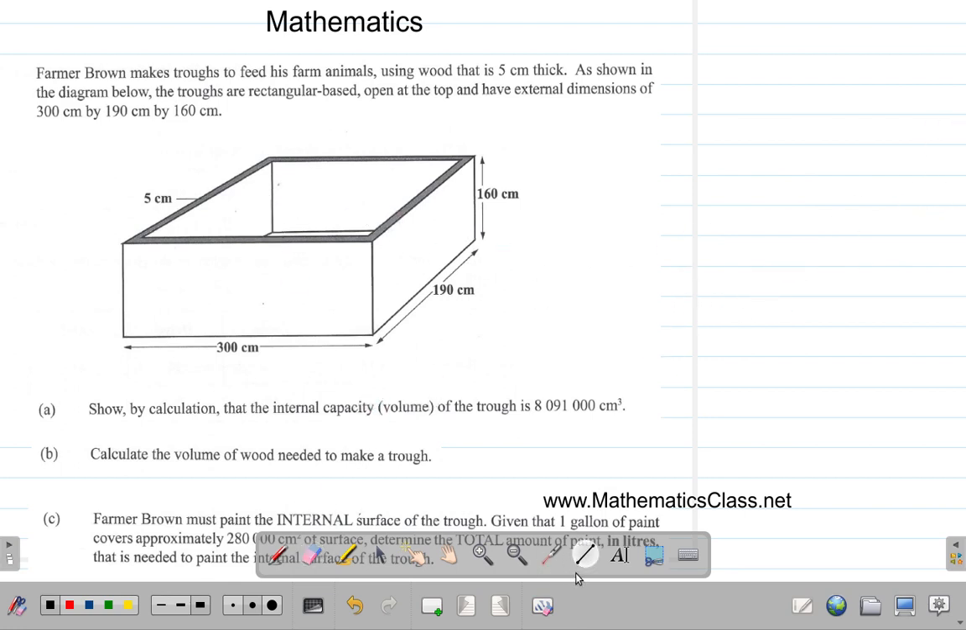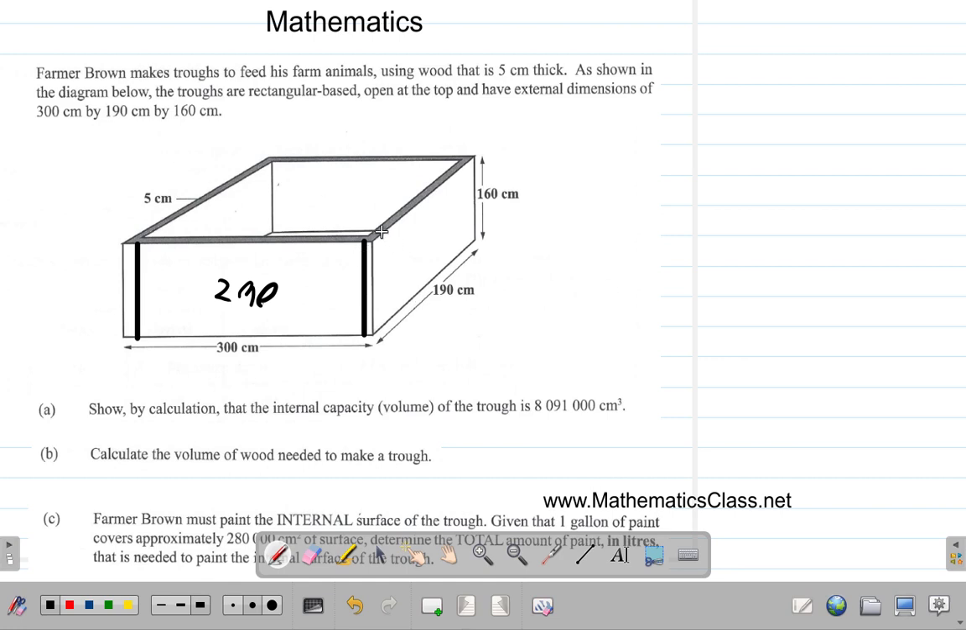But anyway, the thing is, you see the trough here. It is 5 centimeters thick, so you have to go in 5 right here. So I'm going in 5 right here, and you get 290, because you drop 5 on the left, drop 5 on the right. So you minus 10, 300 minus 10.